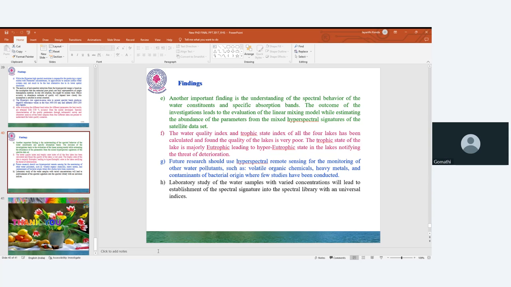Sir, I have a small question. If suppose a young researcher or a scholar, where do you think we should focus now in the next 5 years? What areas do you think are more important in terms of hyperspectral? So where do you think we should look into now? Sir, number one, they should always think about the water quality parameters for which he or she should develop the spectral signature, hyperspectral signature.